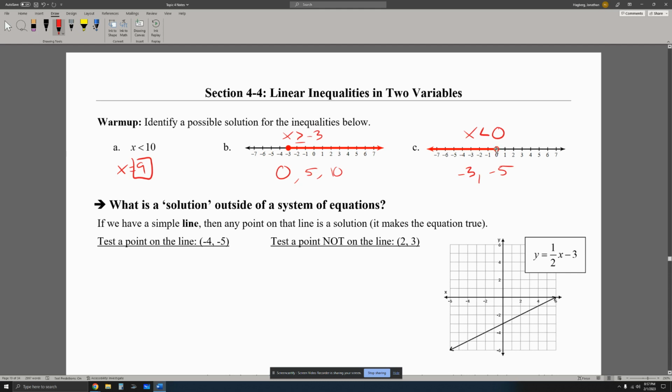The reason why is because this point is not filled in, so we do not want to include this in the solution set. Whereas something like letter B, where we had it included, this dot was shaded here. So in fact, let's go ahead and add -3 is also a solution.